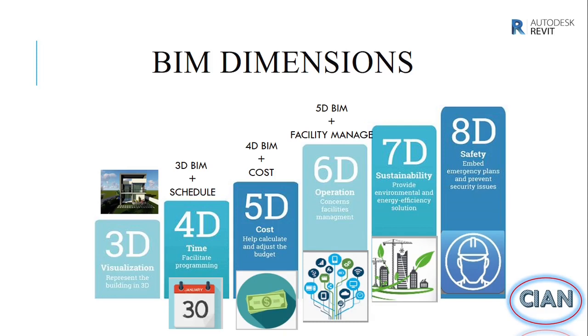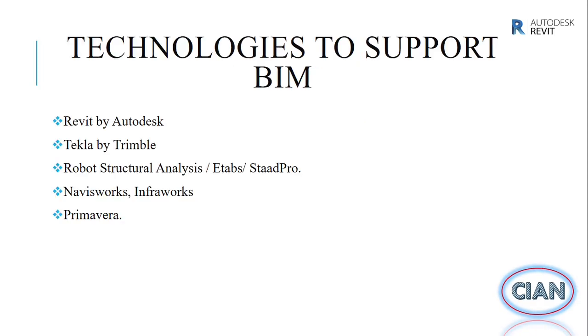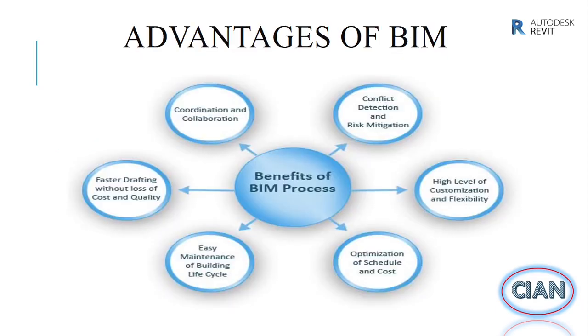It is meant for safety purpose. It helps in planning of safety requirements of the building. These are about 8 dimensions of BIM. Now let us see the technologies that support BIM. Revit by Autodesk, Tekla by Trimble, Robot Structural Analysis, ETABS and STAAD.Pro, Navisworks, InfraWorks and Primavera are some of the technologies which support BIM. Advantages of BIM.